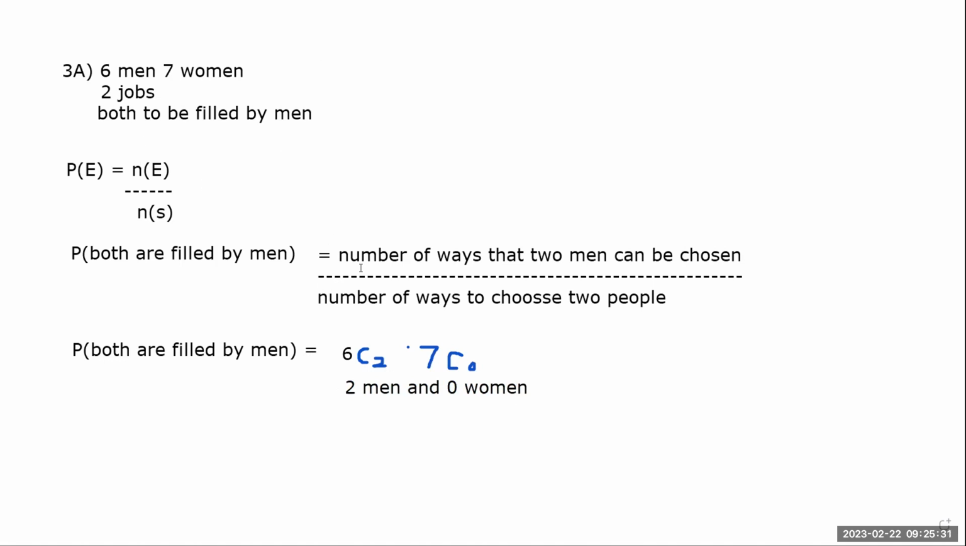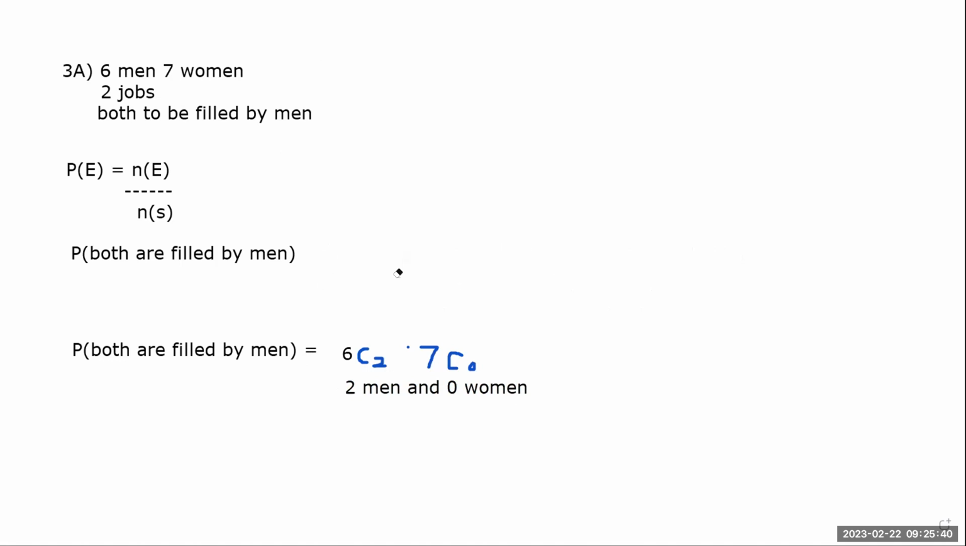Now the bottom part of this is going to be the number of ways to choose, and I misspelled choose up here. Let me fix this. So this is equal to the number of ways to choose 2 men over the number of ways to choose 2 people. So we have this.